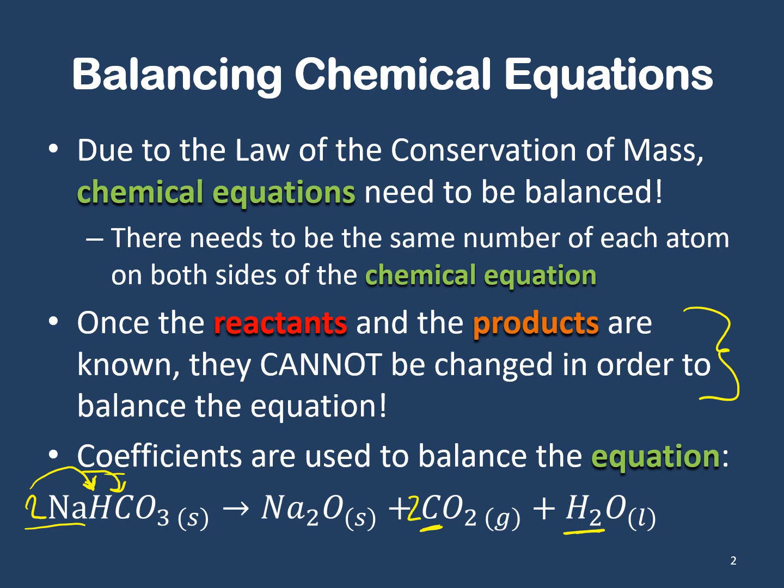This also means that I now have 6 oxygens because 2 times 3 is 6. I need to make sure I have 6 oxygens on the product side. So here's 1. Here's 2 times 2, that's 4, that gives me 5 total, plus the last oxygen in H2O gives me 6 total oxygens. This reaction is now balanced by putting the 2 in front of the reactant and the 2 in front of CO2.